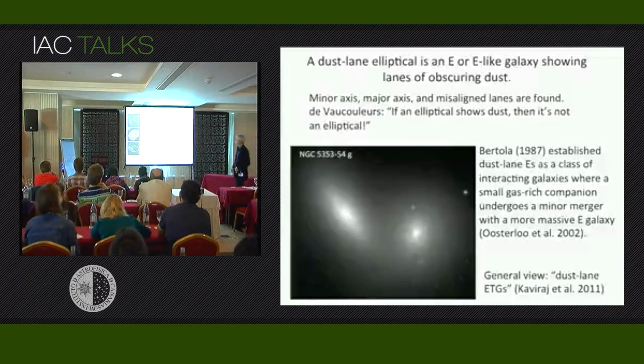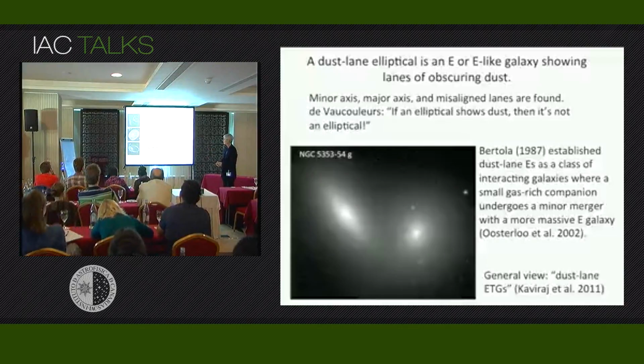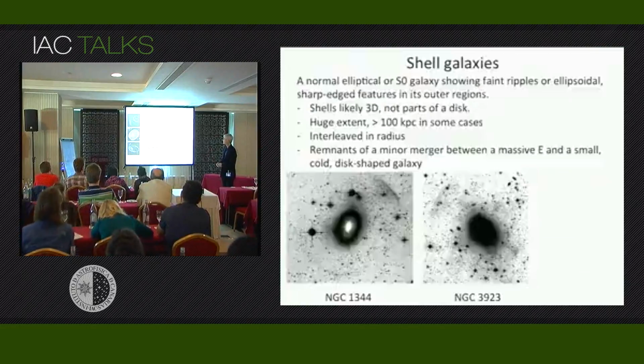But some of them probably are ellipticals, and they're thought to be minor merger cases where a gas-rich companion has merged with an early type galaxy, a more massive E galaxy. These are minor merger type features.